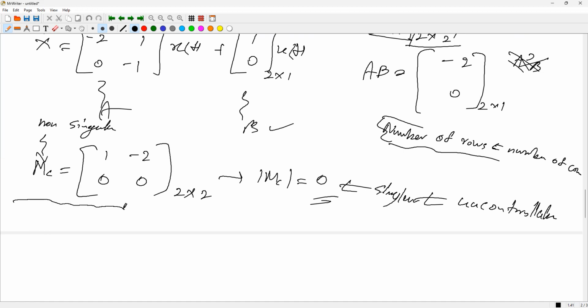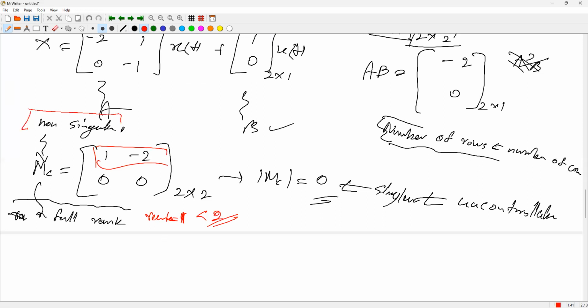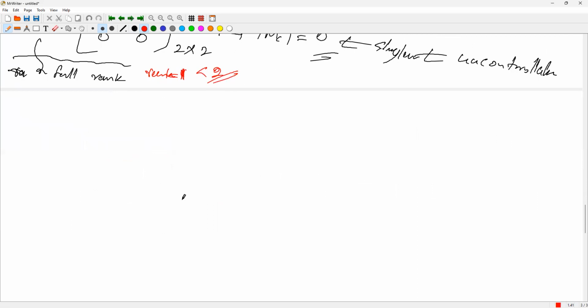This is the way we can say rank. This MC should be full rank. The rank of this MC equals 1. This is one row, so rank 1. Rank equal to 1, but the full rank is 2, the number of rows. So this should be uncontrollable. Actually, a non-singular system can be controllable. Two examples are in the lectures.